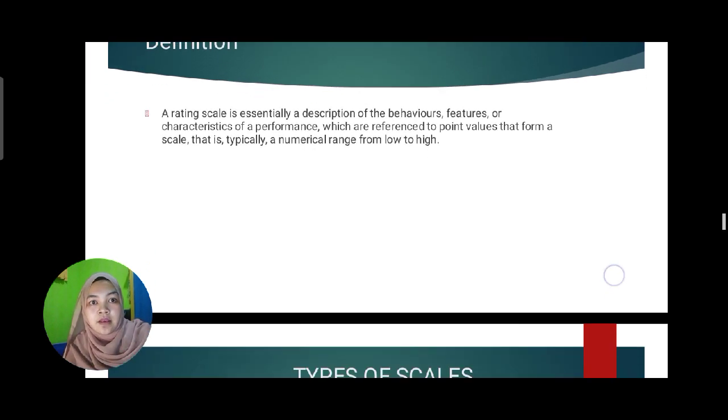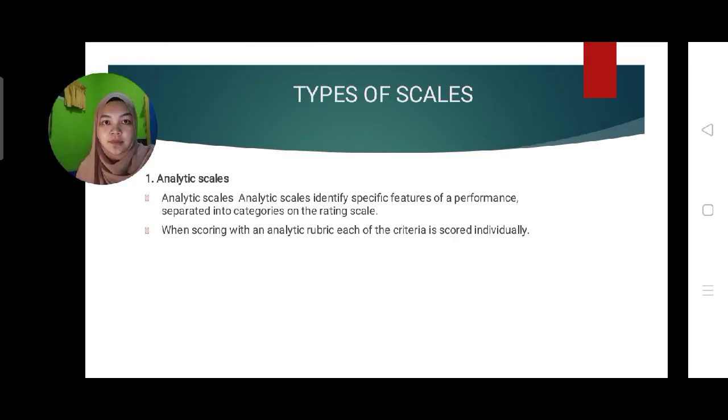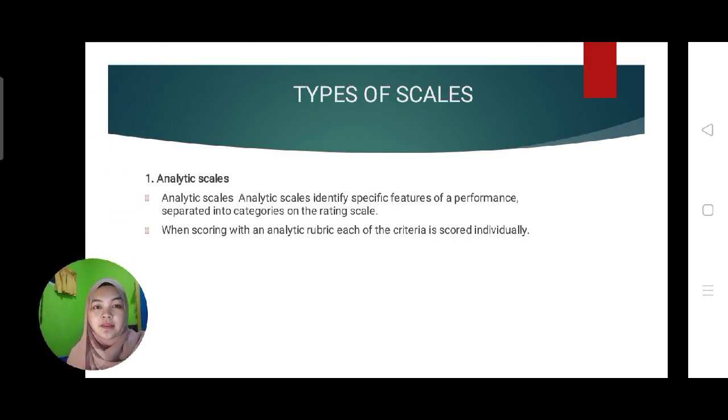Okay, there are two types of scales. The first is analytic scales and the second is holistic scales. We're going to talk about the analytic scales first. Okay, so analytic scales, I'm sorry, that's a typo.